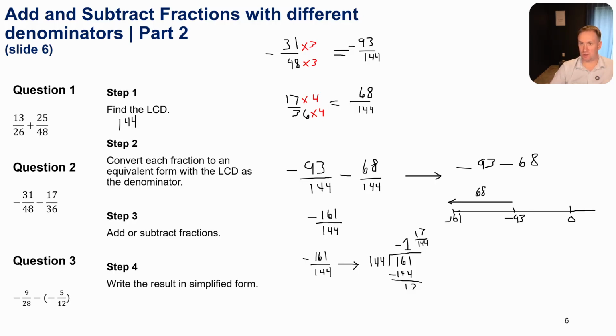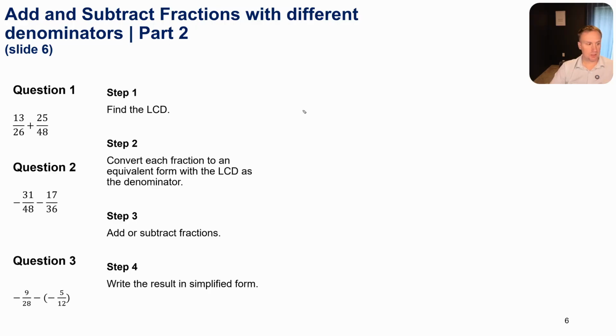Let's go ahead and take a look at question 3. So question 3 then is going to be negative 9 over 28 minus negative 5 over 12. And again, I want to find the least common denominator to start. So I'm going to go ahead and do the prime factorization of 28 and 12.